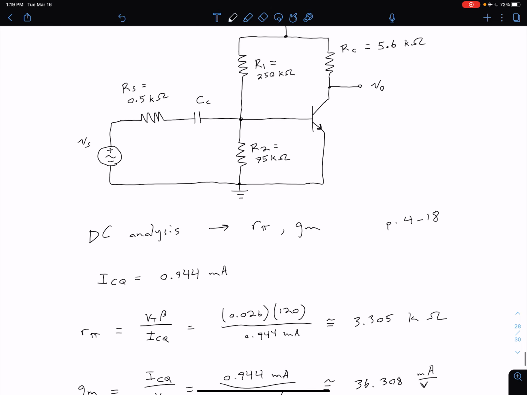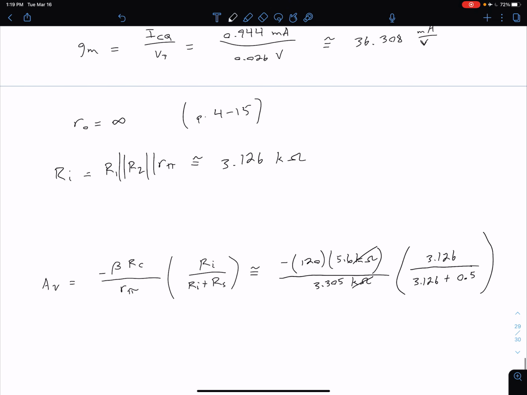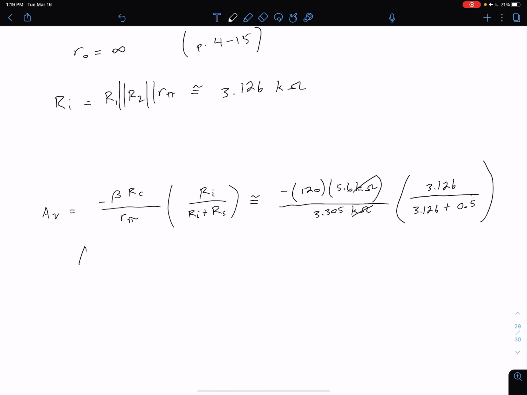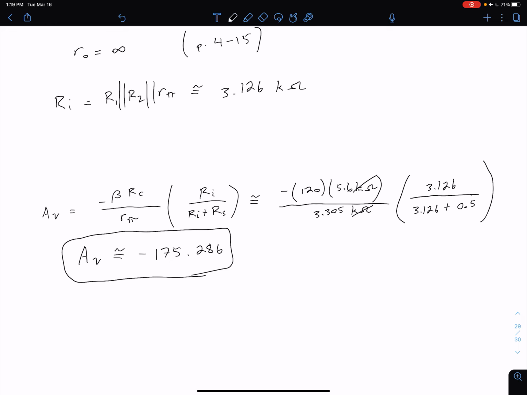Again, oftentimes that Rs value is going to be small, so if it's given in ohms, you want to make sure you have the same units when you plug it in here, same units as the Ri. Okay, so if we evaluate that, we find that our small signal voltage gain is approximately negative 175.286. So that would be our final answer. What we're going to see in the next video when we look at adding that emitter resistor is that this gain is going to decrease pretty significantly.